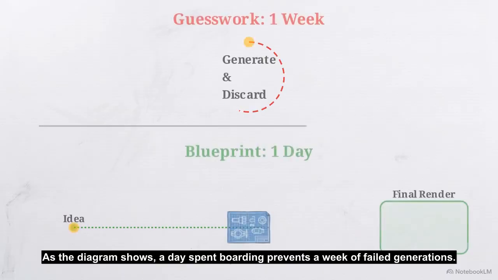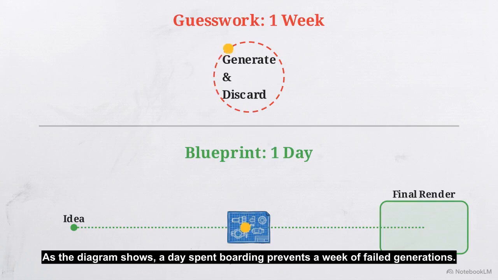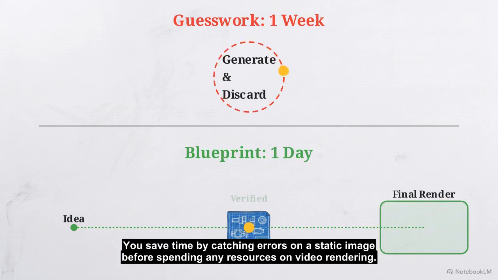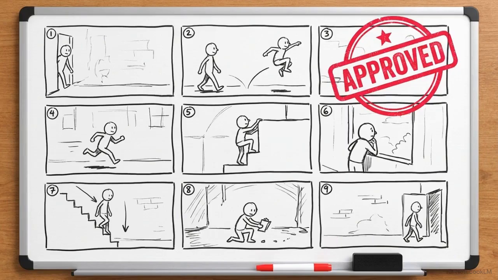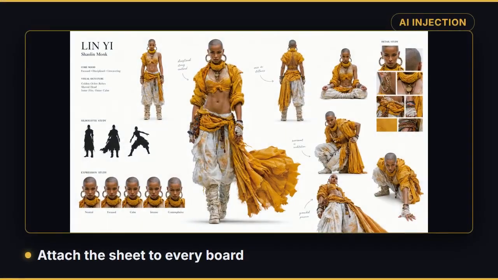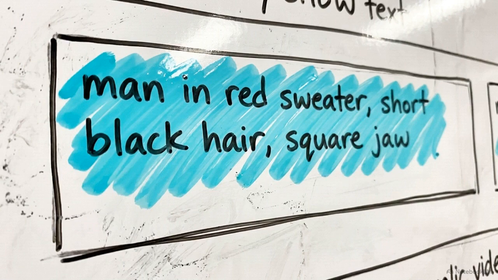As the diagram shows, a day spent boarding prevents a week of failed generations. You save time by catching errors on a static image before spending any resources on video rendering. By the end of this module, you will have a fully audited 9-panel contact sheet ready for production. This process requires the locked character reference sheet you built in Section 1. You will need those exact traits to maintain consistency.